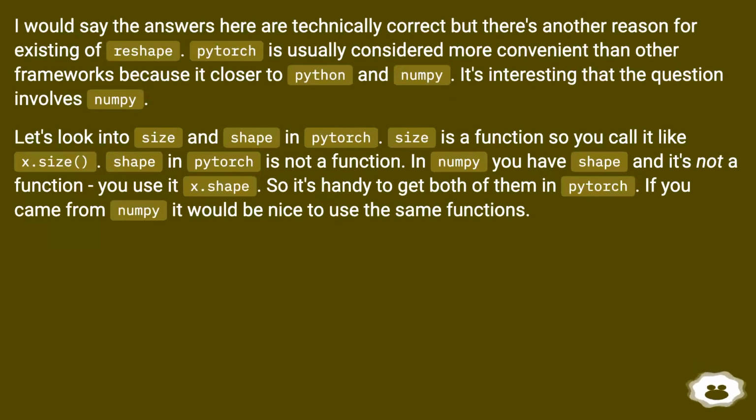I would say the answers here are technically correct, but there's another reason for the existence of reshape. PyTorch is usually considered more convenient than other frameworks because it's closer to Python and NumPy. It's interesting that the question involves NumPy. Let's look into size and shape in PyTorch. Size is a function, so you call it like x.size(). Shape in PyTorch is not a function. In NumPy you have shape and it's not a function, you use it as x.shape. So it's handy to get both of them in PyTorch. If you came from NumPy, it would be nice to use the same functions.